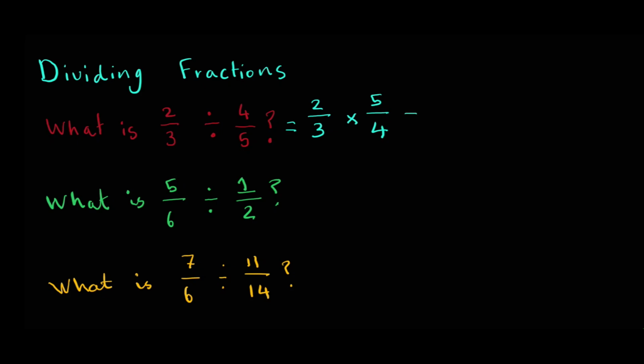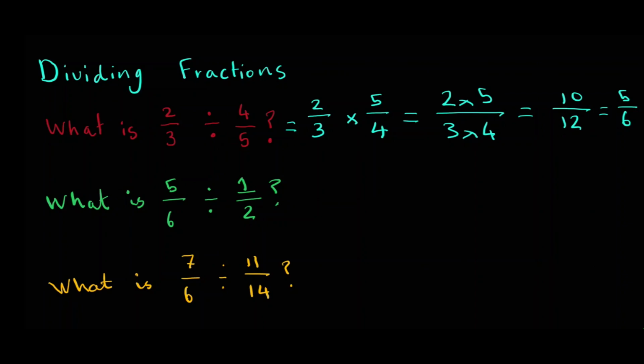And then all you need to do from here is simple fraction multiplication. So multiply the numerators and multiply the denominators. So it becomes 2 times 5 over 3 times 4, which equals 10/12. And then if we want to, we can simplify that to 5/6. So that's the answer.